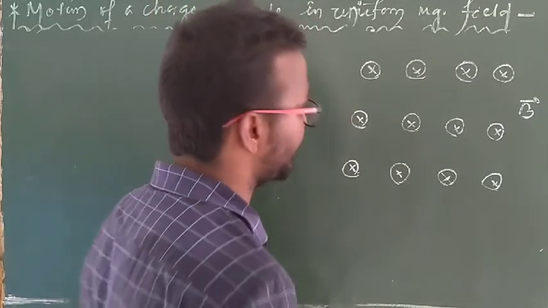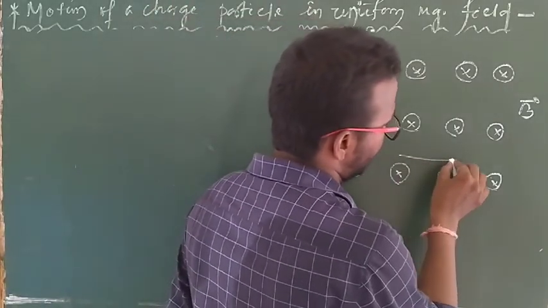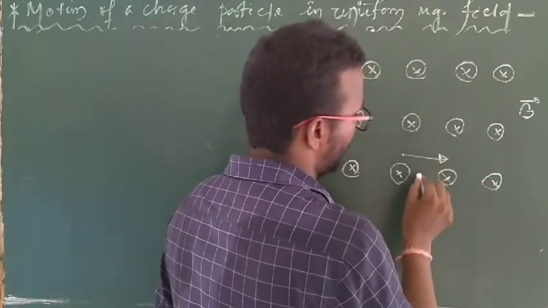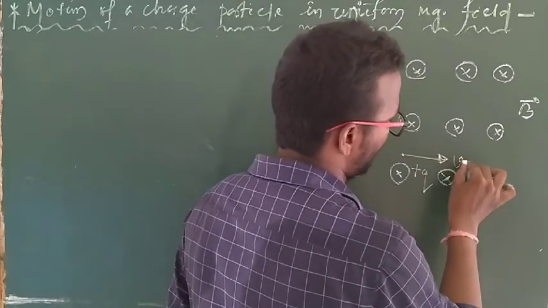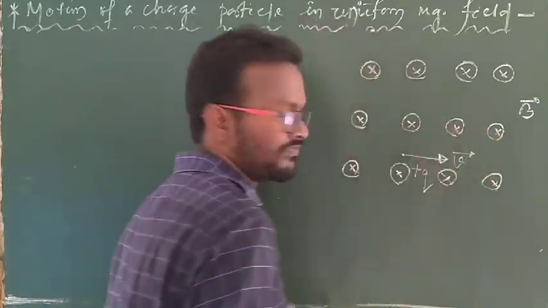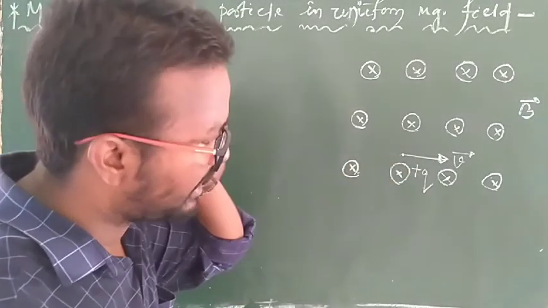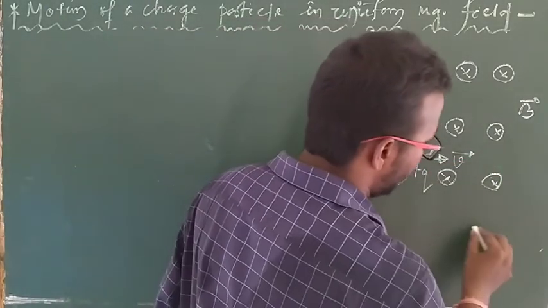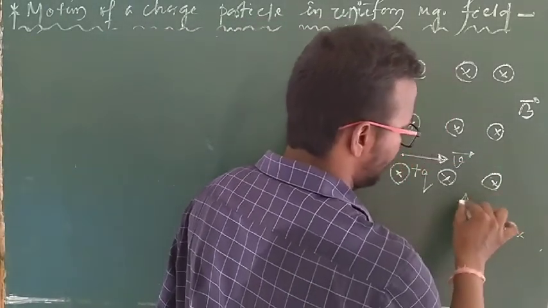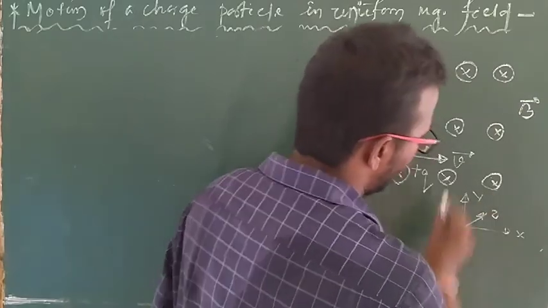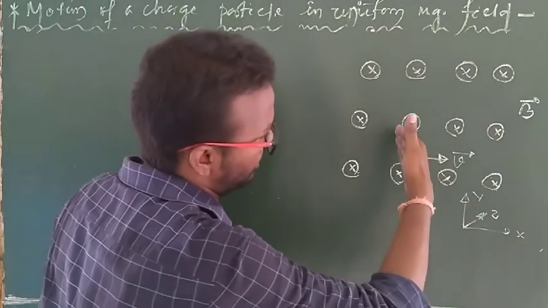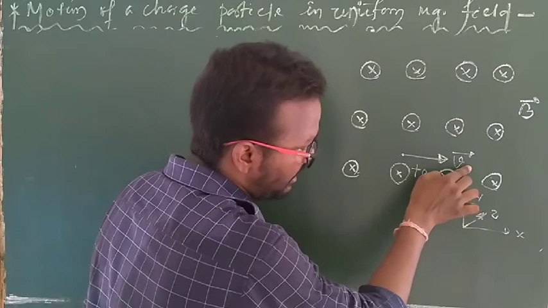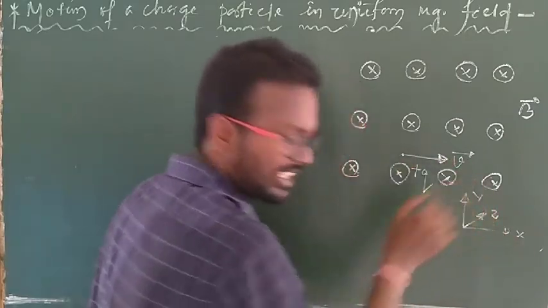Clear? Now take one example. Suppose this is the initial velocity of a moving positive charge q, moving with some velocity v, and this charged particle is moving in a perpendicular direction. Suppose this is the x axis, this is the y axis, then this is the z axis. Here the magnetic field is along the z axis, but the charged particle moves with velocity v along the x axis.